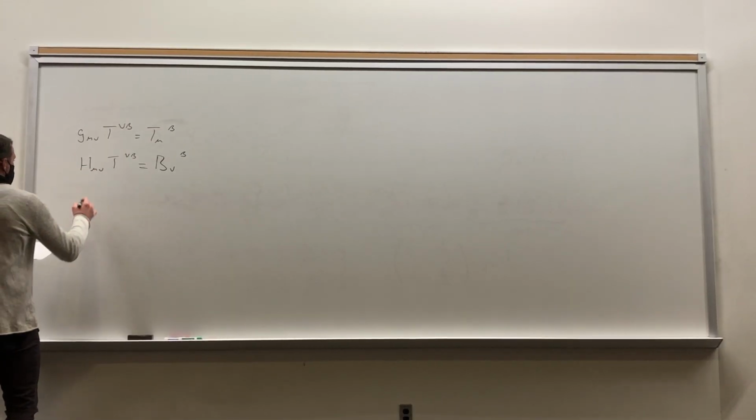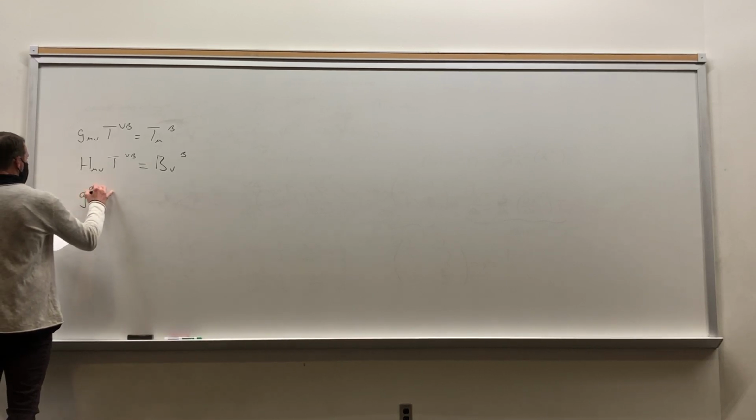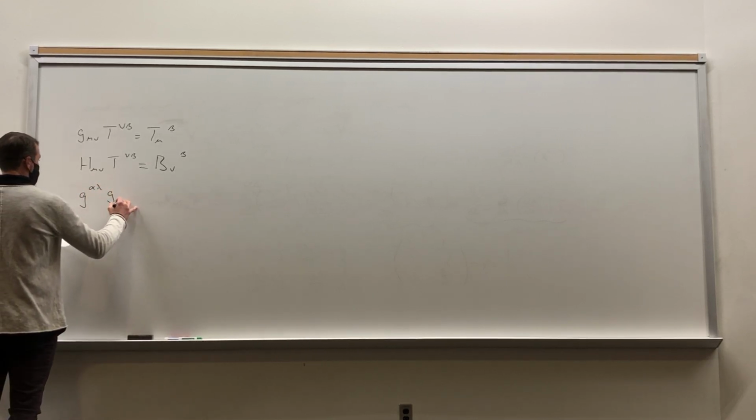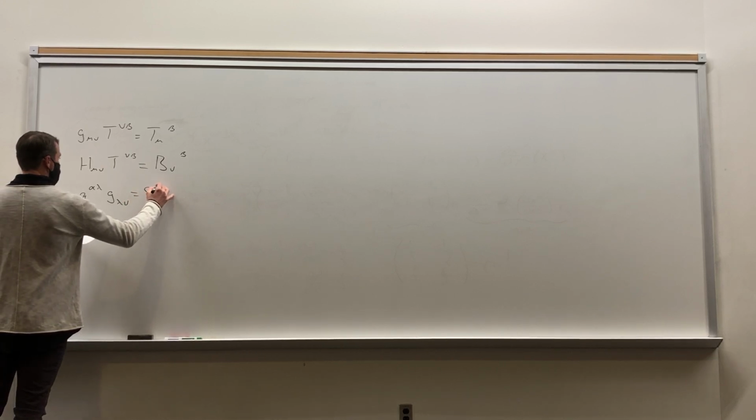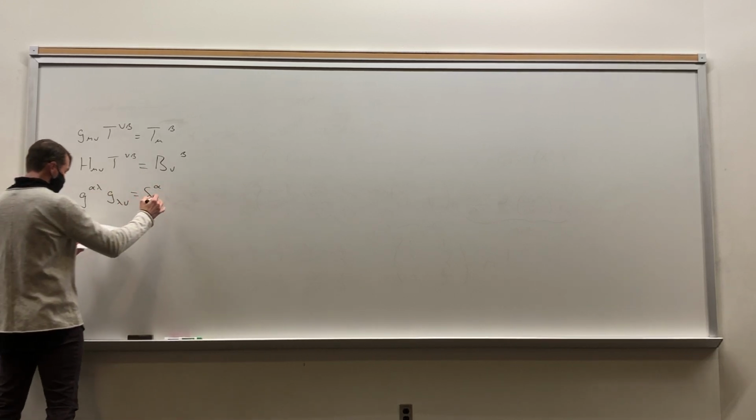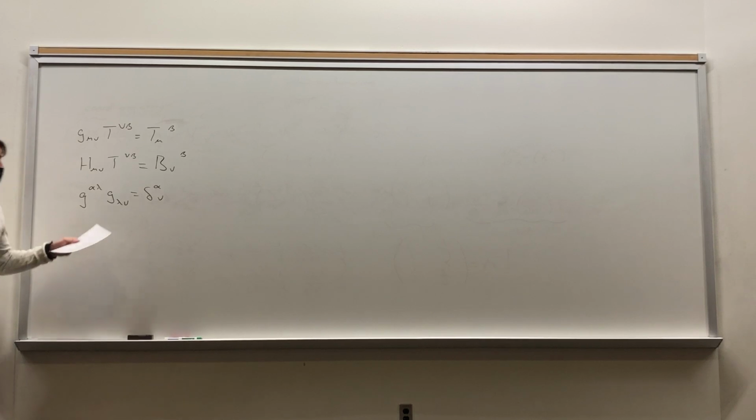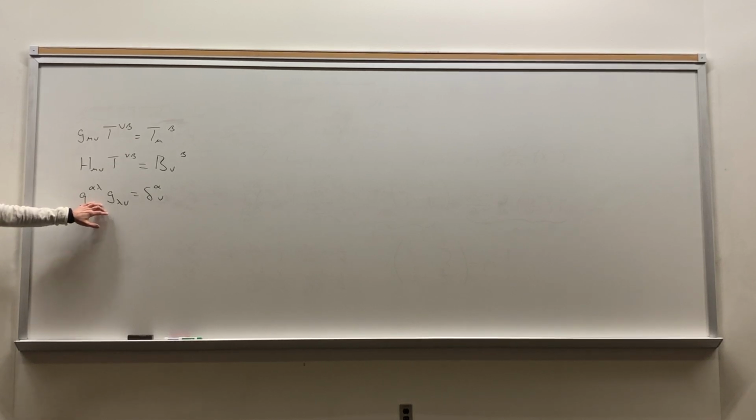Now, recall that the metric has this interesting property that it has an inverse, which is just a metric with two upper components. This is obviously true for Minkowski space, where the metric is -1, 1, 1, 1, and so is the inverse. But this is true in general.